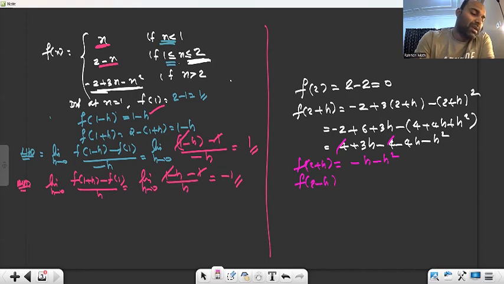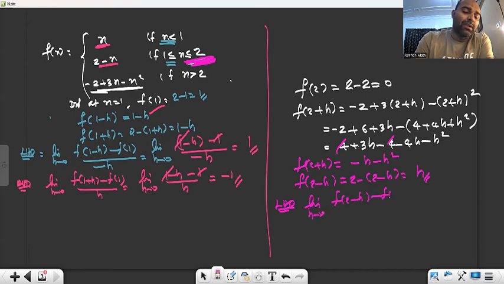What is f of 2 minus h? 2 minus h is very simple, smaller than 2. Smaller than 2, this is the function: 2 minus of 2 minus h. 2 cancel, h will be there. Now LHD. Limit h tending to 0, f of 2 minus h minus f of 2 by minus h.